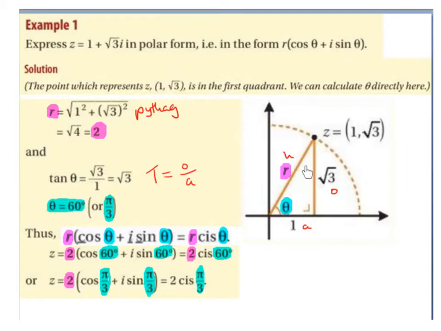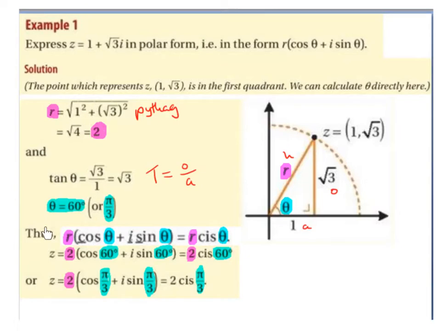So since we're in the first quadrant, we can use tan. We know from SOHCAHTOA, we have TOA, so tan is equal to opposite over adjacent. So tan theta is going to be equal to root 3 over 1, which is root 3. And into the calculator, we get theta to be 60 degrees, or using radian mode, pi over 3.